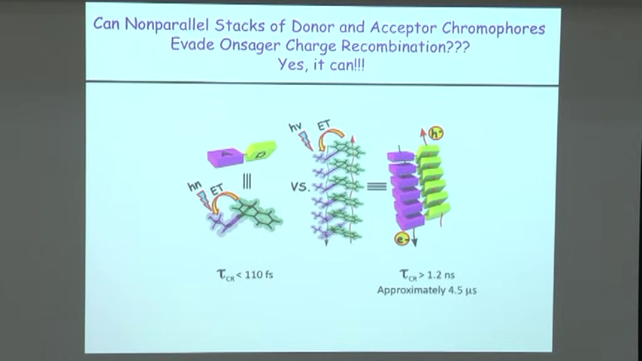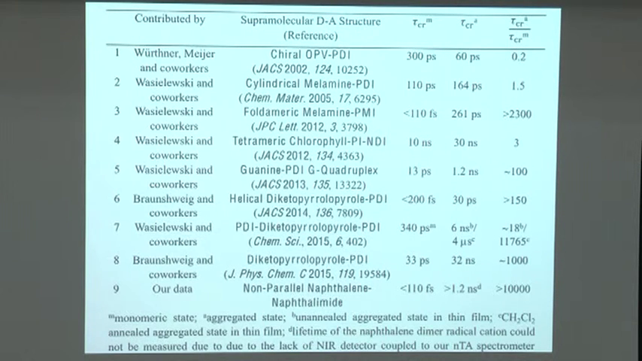So at the moment, can non-parallel stacks of donor and acceptor chromophores evade Onsager charge recombination? Yes, it can. And you can see that, if you take monomer donor acceptor system, at 110 femtoseconds, charge recombines. But if you are taking the stack, it goes above 1.2 nanoseconds. Here we write approximately 4.5 microseconds because we don't have the tool to measure the full lifetime of this species because it occurs in the IR region, and our nanosecond spectrometer does not have an IR detector, but from EPR measurements it says that it is close to 4.5 microseconds. It is time resolved EPR that we have here.